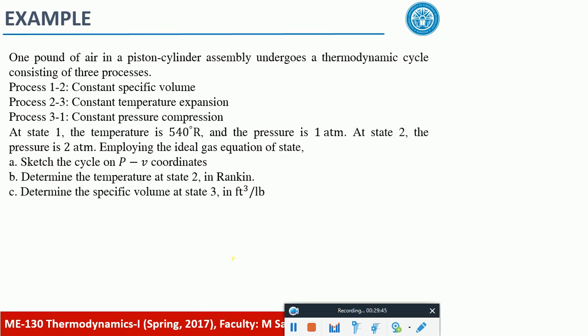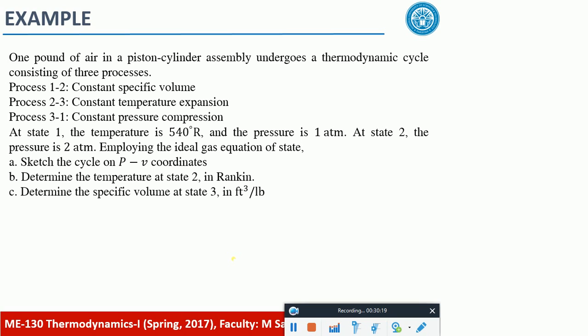1 pound of air in a piston cylinder assembly undergoes a thermodynamic cycle consisting of 3 processes. Okay, fine. Process 1 to 2, constant specific volume. Process 2 to 3, constant temperature expansion. Process 3 to 1, constant pressure compression, right? And some properties are given for different states. At state 1, the temperature is 540 degrees Rankine and the pressure is 1 atmosphere. At state 2, the pressure is 2 atmospheres.